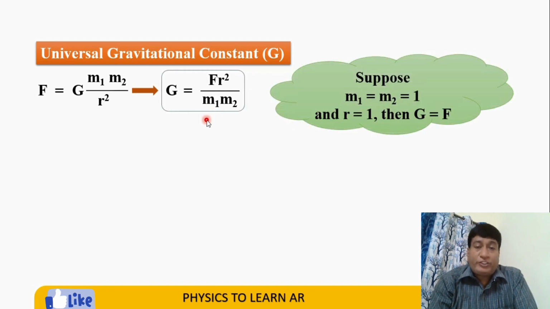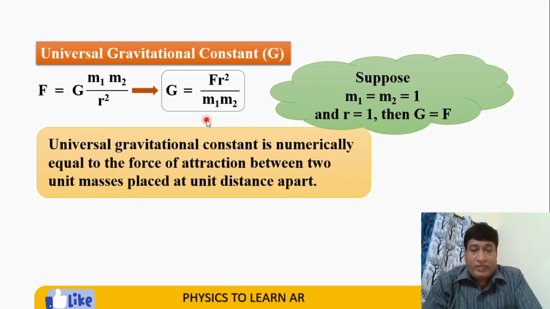So if we assume that m1 is equal to m2 is equal to 1 and the r value is equal to 1, under such a condition we can say that capital G is equal to F. The universal gravitational constant is numerically equal to the force of attraction between two unit masses placed at a unit distance. Here the meaning of unit is nothing but 1. Masses are 1 and they are separated by a distance of 1. Under those conditions capital G is equal to capital F.